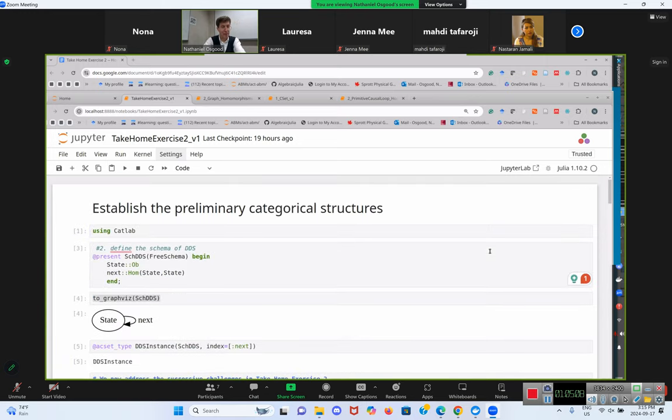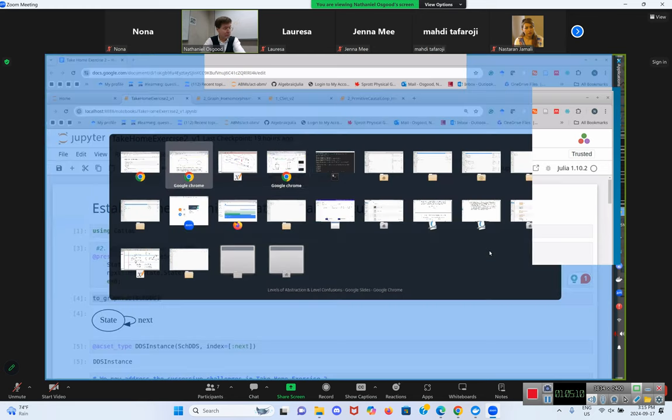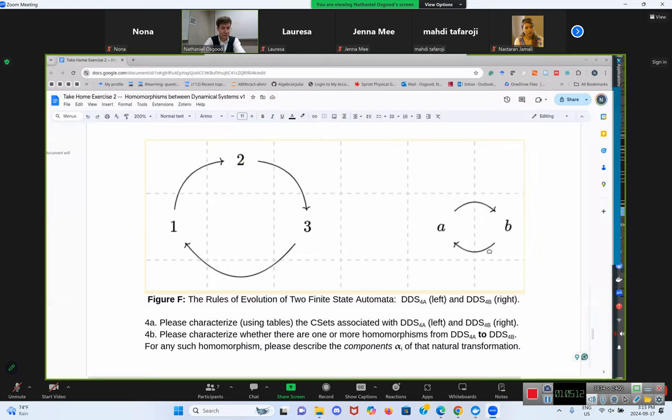Okay. Larissa? Is it coincidence that we don't have discrete dynamical systems that have more than one way to go to another state?